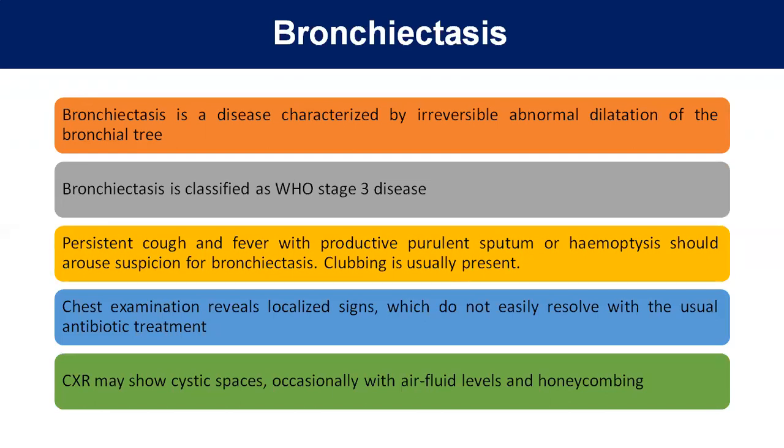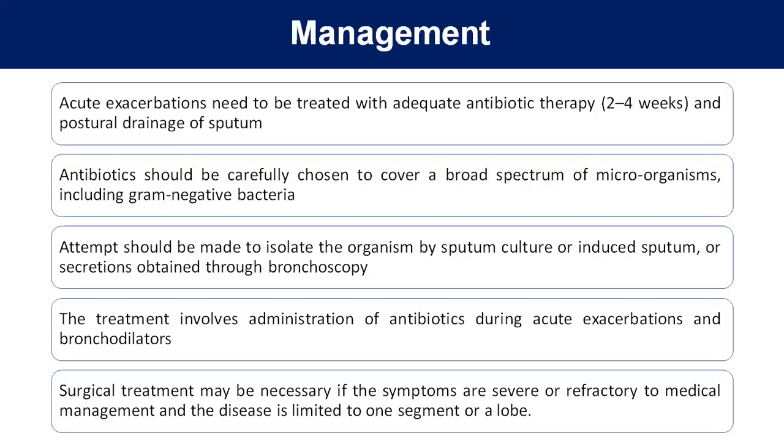The child will present with persistent cough and fever with productive purulent sputum or hemoptysis, and that should arouse the suspicion of bronchiectasis. Clubbing or swelling of the fingertips might also be present. We have to examine the chest, which will reveal localizing signs and not easily resolve with usual antibiotic treatment. Chest X-ray will show cystic spaces, occasionally with air fluid levels and honeycombing.